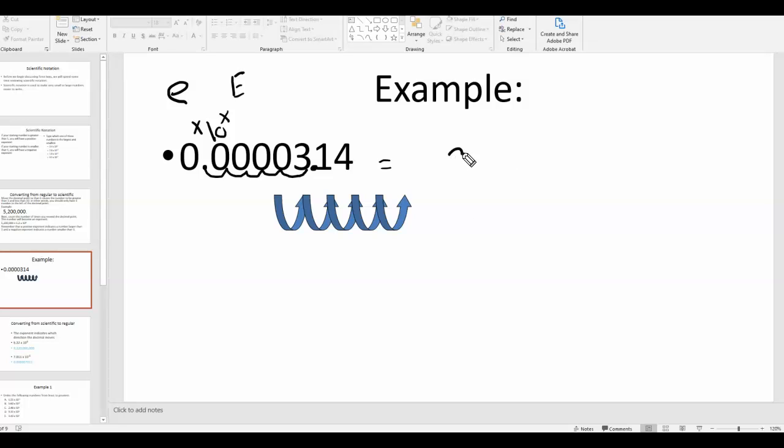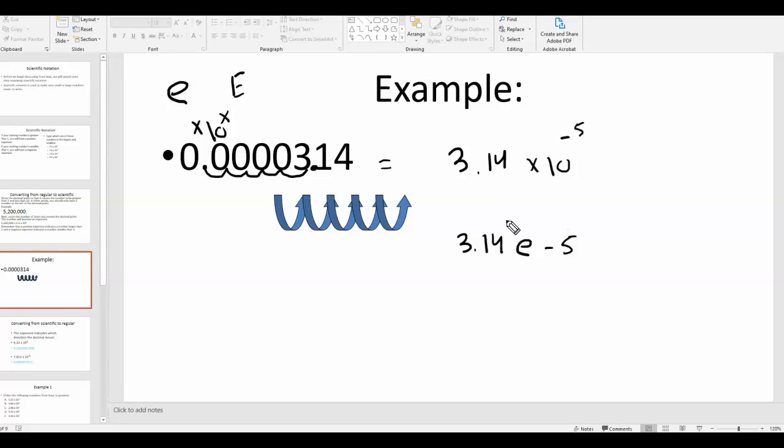So in scientific notation, this would be 3.14. We had to move 5 spaces, and the exponent should be negative because this is a number less than 1. This is a small number. So this is actually the answer. This is how you would write it in scientific notation. In Canvas, you would put 3.14 e negative 5. The e takes the place of times 10 to the power. So e negative 5 in Canvas is the same as times 10 to the negative 5.